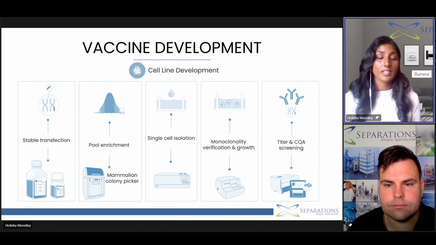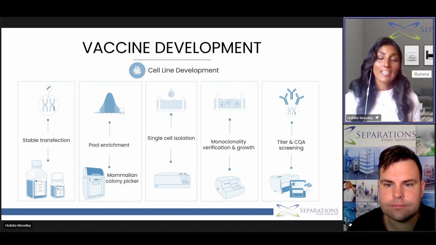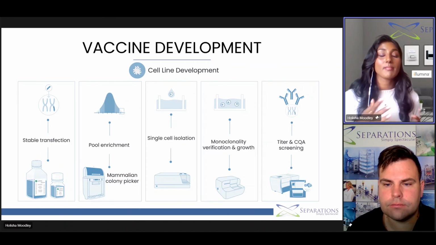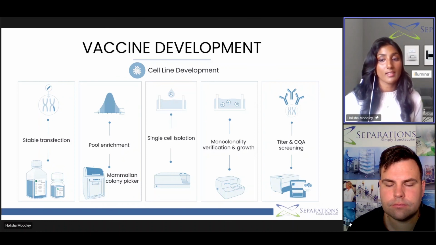Once cells are isolated, they can be monitored for growth, and we monitor the growth to track the progress of the single cell into colonies, and to make sure in their growth that there have not been any dramatic changes. The final stage of vaccine development is that we can then look at titer and QC screening, and this is to test for the amount of recombinant protein or antibodies produced from the clonally derived cell line. And then that's the final stage of vaccine development.